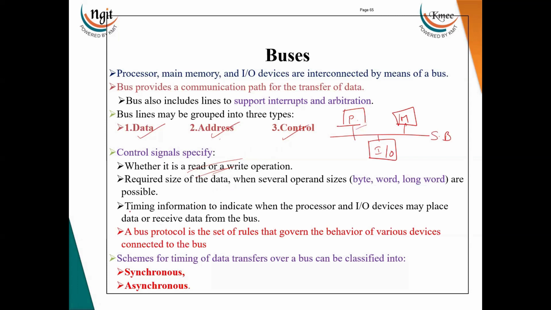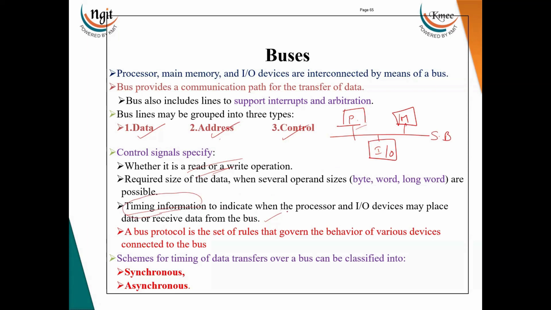Now here, if you see, this bus is used to transfer the data between any two units. The timing information to indicate when the processor and IO devices may place data on or receive data from the bus, the control bus will take care of all the transfers between any two devices, mostly processor or IO to memory. It will take care of the timing information between the transfer of data.